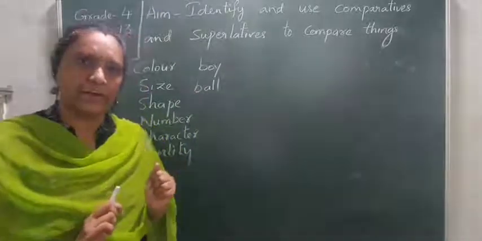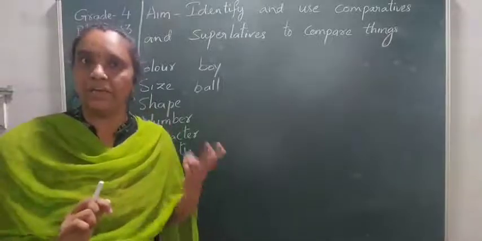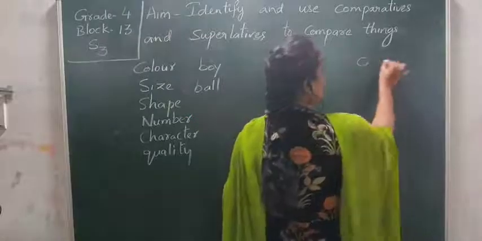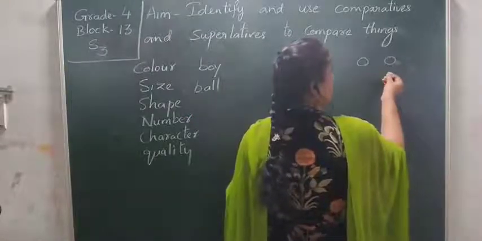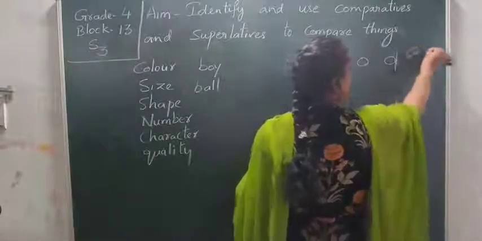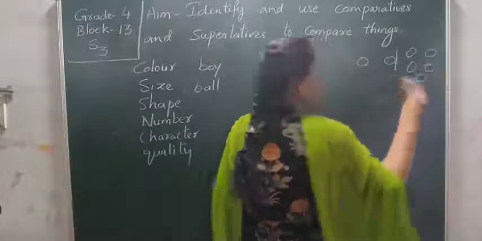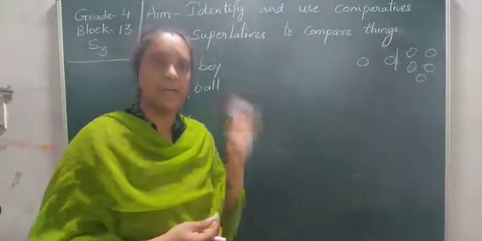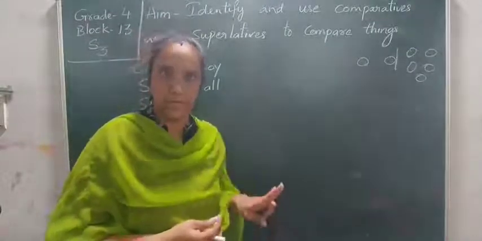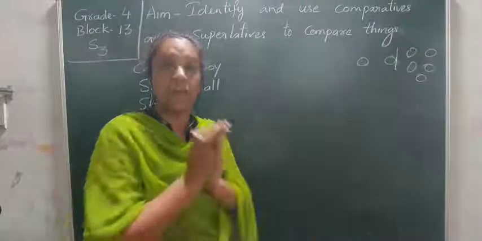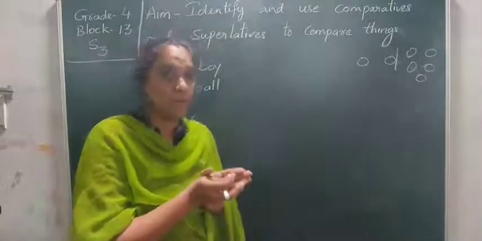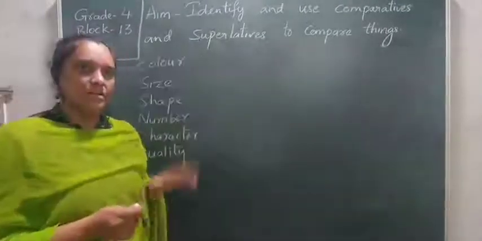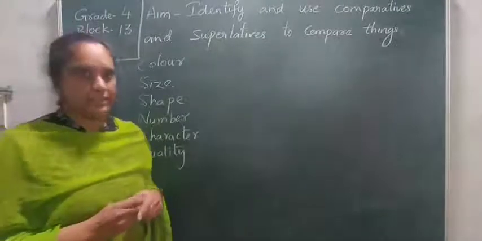So how do we compare? Do we compare between one thing, two things or three things? For comparison normally we need 2 or more than 2, like 3 or 4 or 5 or so many things. While comparing, we compare one thing with another, taking 2 things or more than 2 things. Then how to use these? For that we have the degrees of comparison.